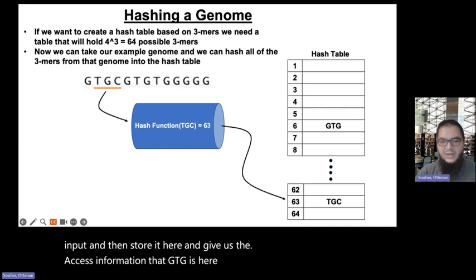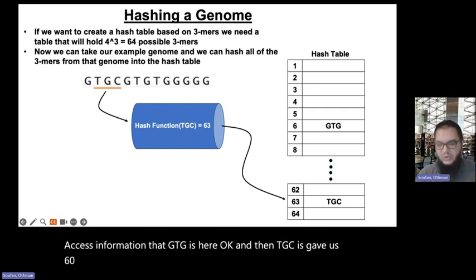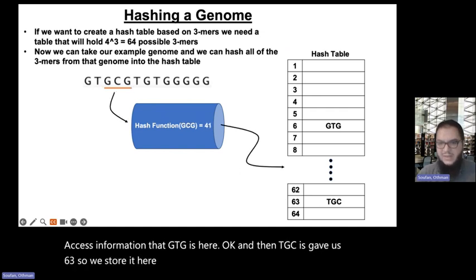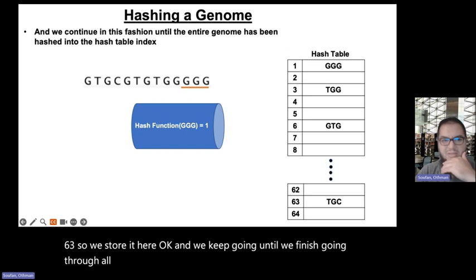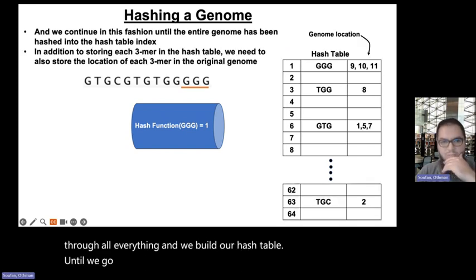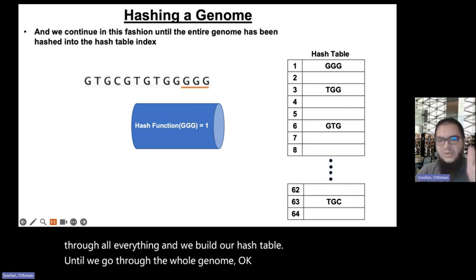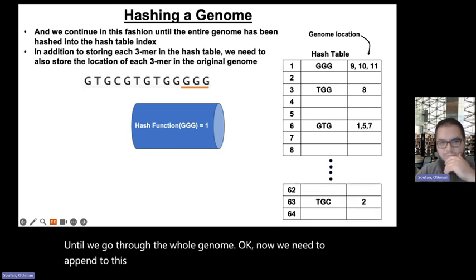Okay, and then TGC gave us 63, so we store it here. Okay, and we keep going until we finish going through everything and we build our hash table until we go through the whole genome. Now we need to append to this some information.